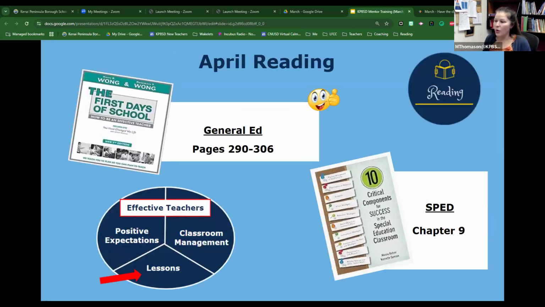There's the April reading for critical components. It's chapter 9. For general ed, it's pages 290 through 306. So if you have an eager beaver mentee, they can get started on the April reading if they want to. There's actually lots of good nuggets in these books, and I do hope that the mentees are reading through the books.